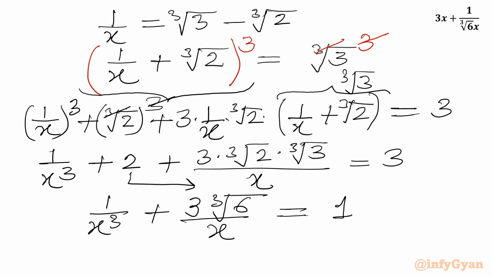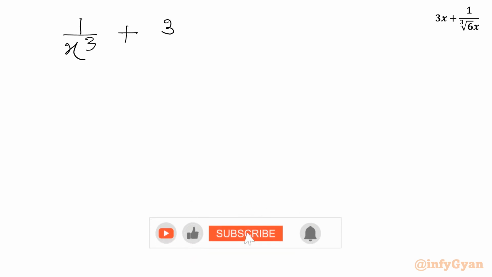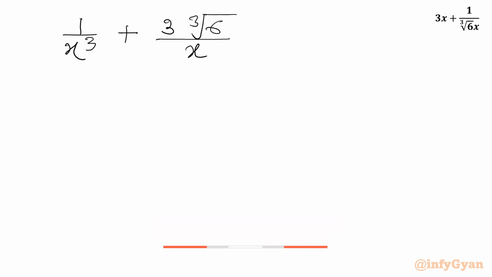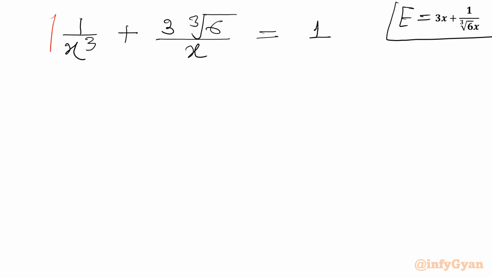Now this equation I will write here: 1 over x cube plus 3 times cube root 6 over x equal to 1. Now this is our required expression E. Now we have to achieve our expression E. So I will multiply both sides by x square.